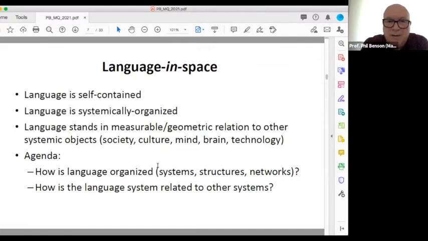So the agenda of linguistics from a language in space perspective is to look at how language is organized internally in terms of systems, structures, and networks, and also how the language system is related to other systems. And this is a kind of spatial way of looking at language. And I think we've got to keep in mind here that linguistics is actually awash with spatial metaphors: system, structure, network. These are all terms that describe spaces, although they're quite readily applied to things like language.